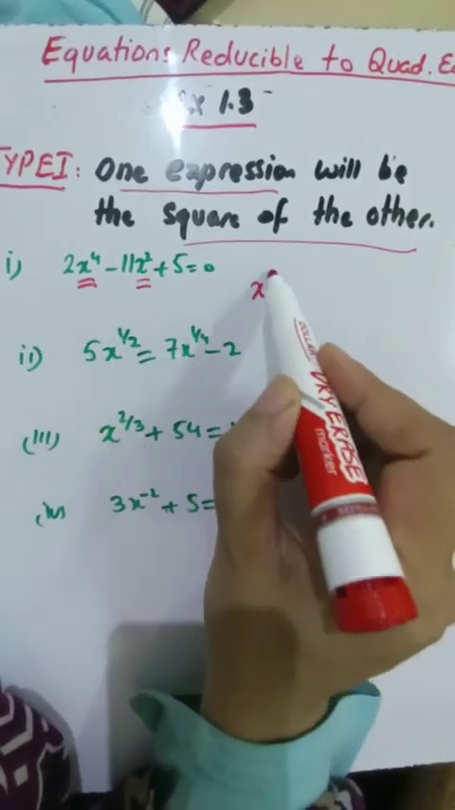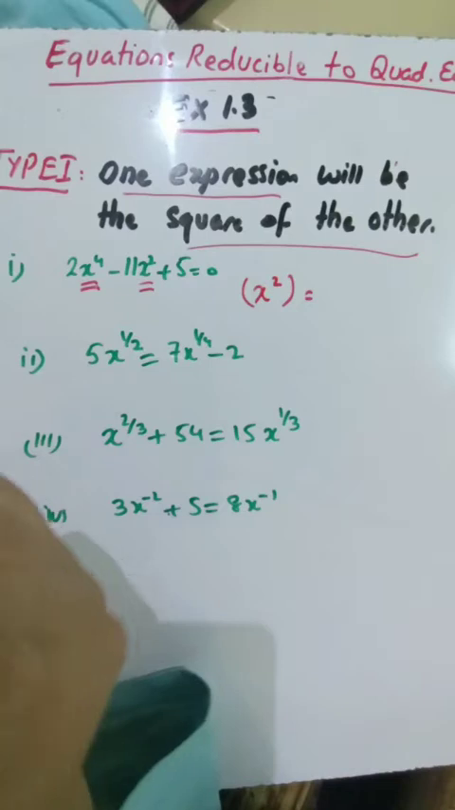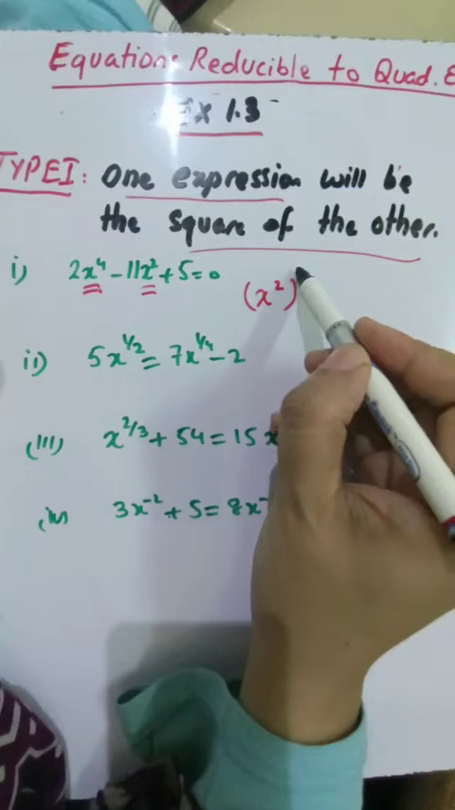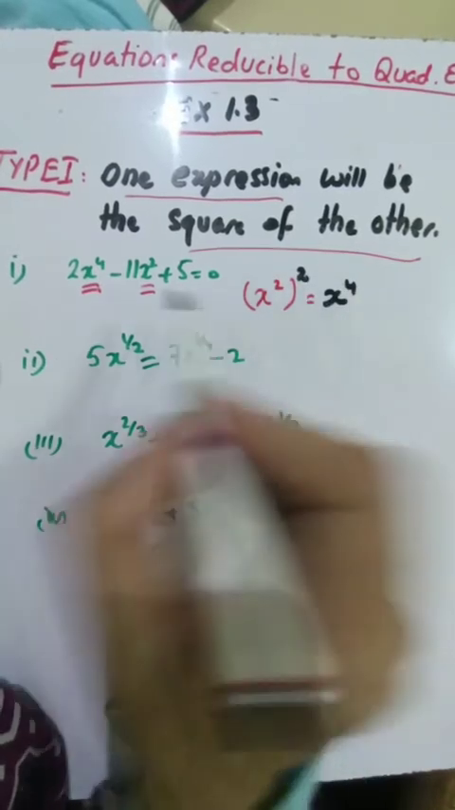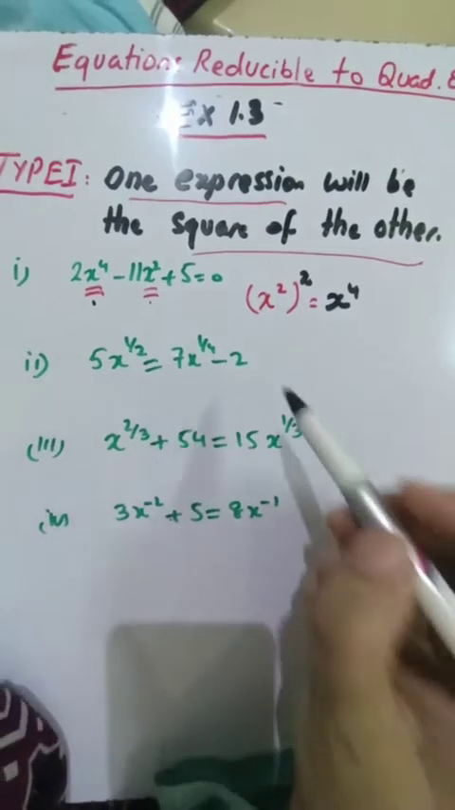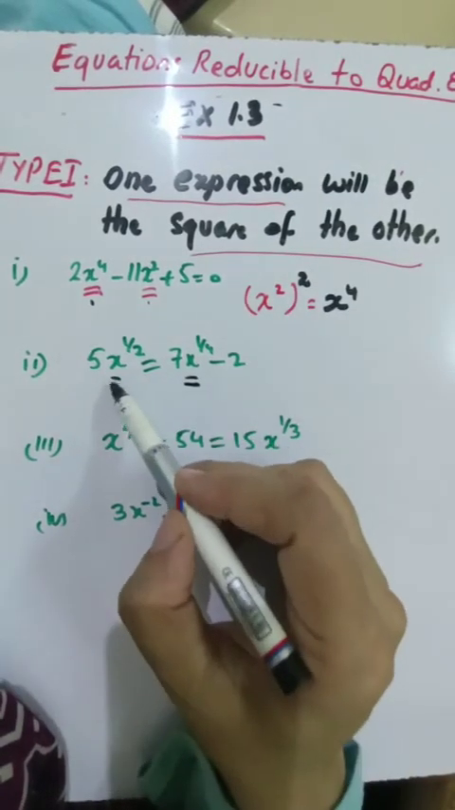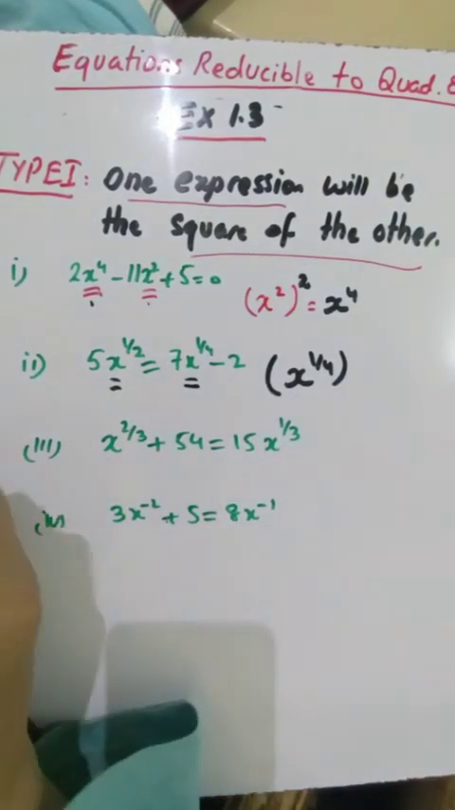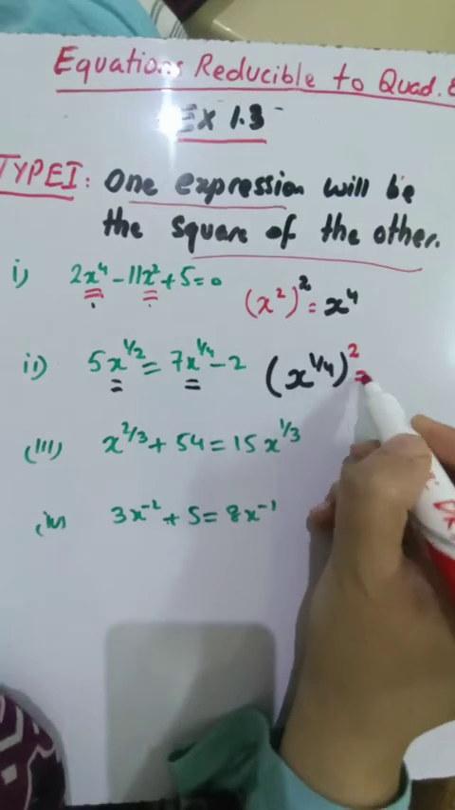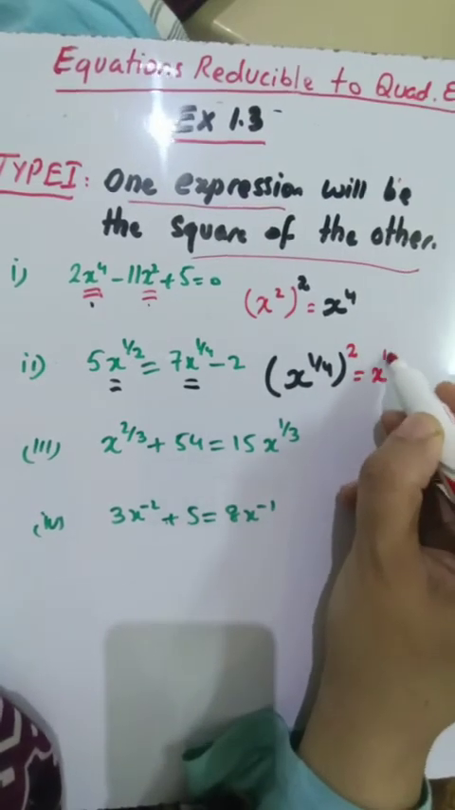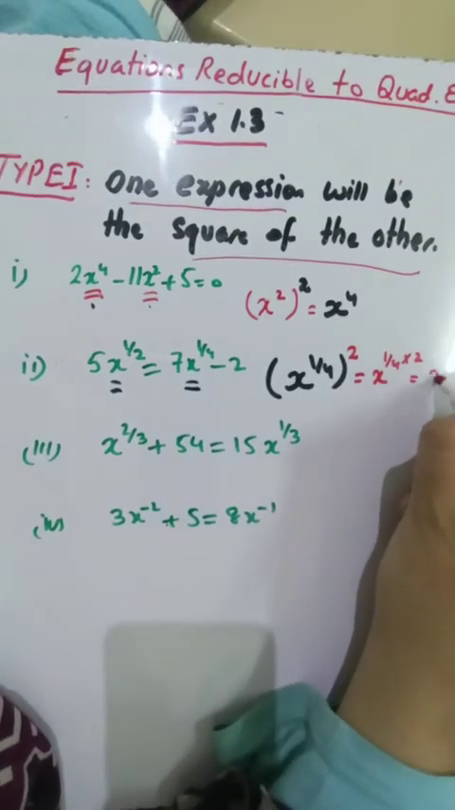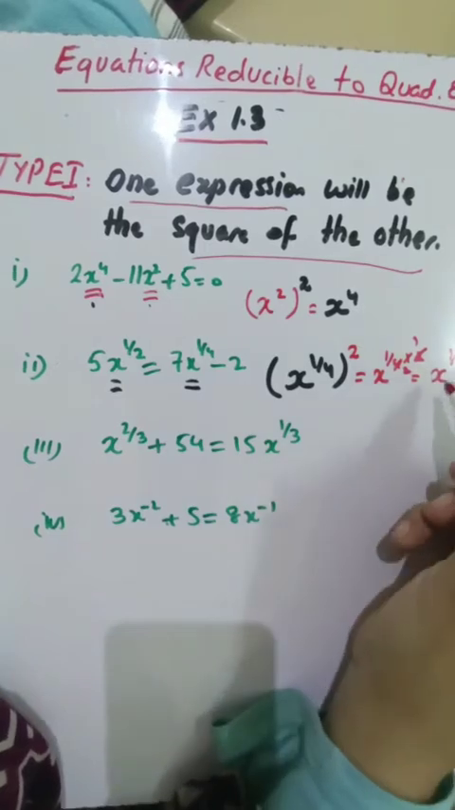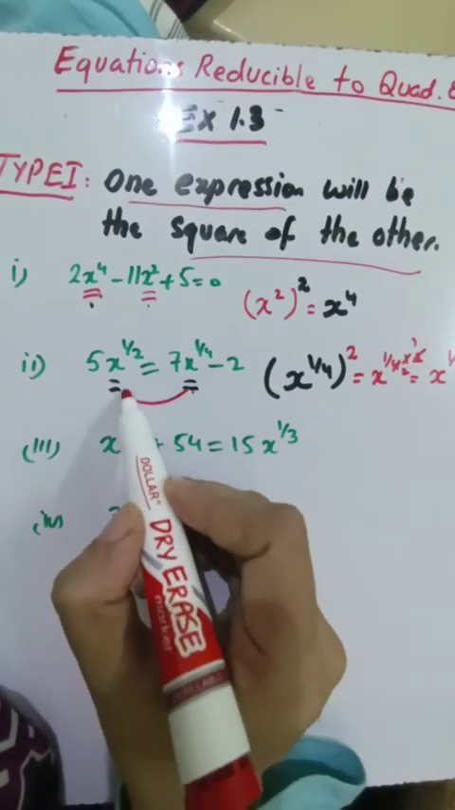Over here we have two expressions. If we take the square of x square, we get x raised to power 4. So the square of this is equal to this. Similarly, if I take the square of x raised to power 1 by 4, this will be equal to x raised to power 1 by 4 into 2, which is x raised to power 1 over 2, because the 2 will cancel out 4 by 2. So if we square this, we get this expression.